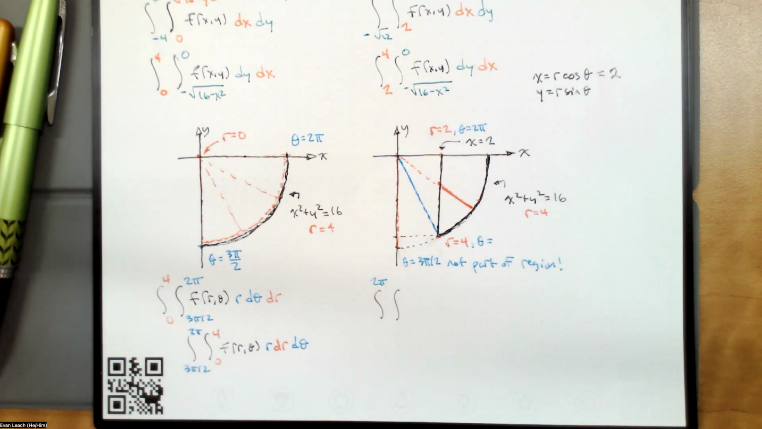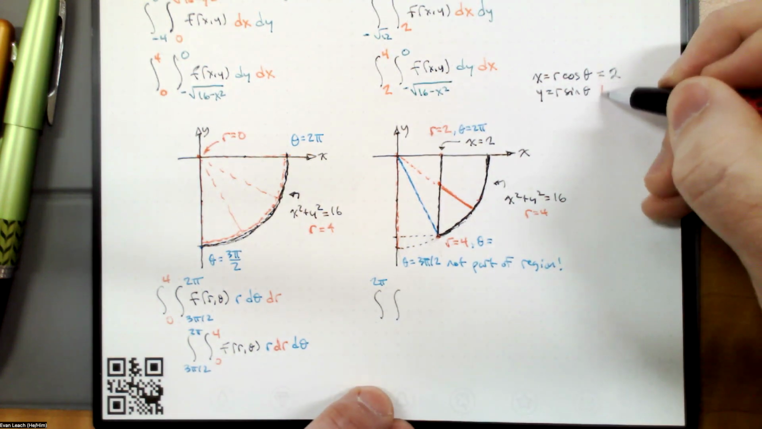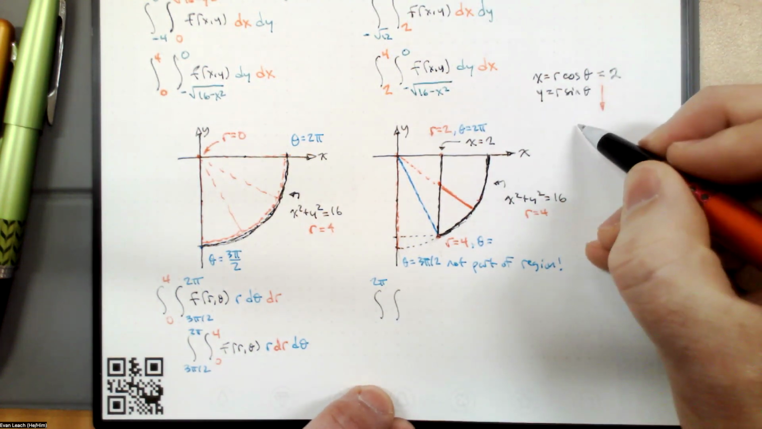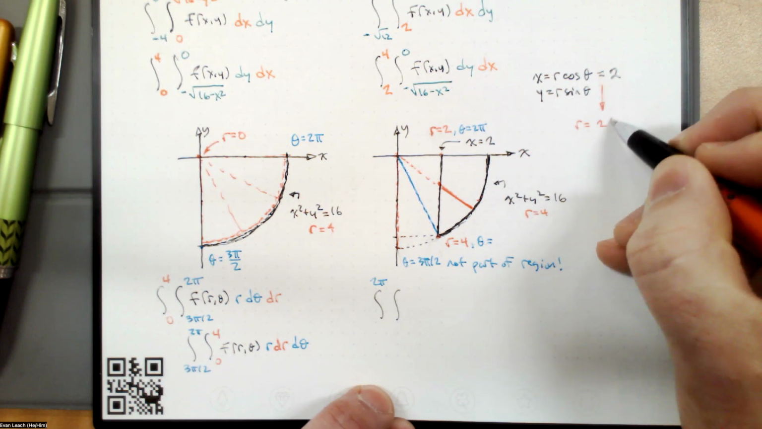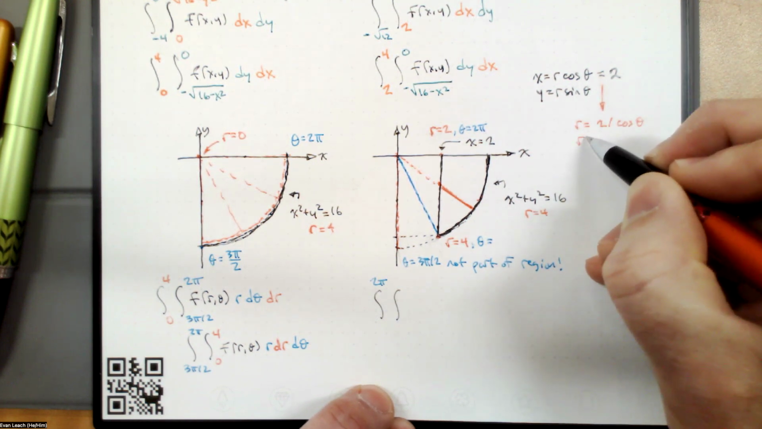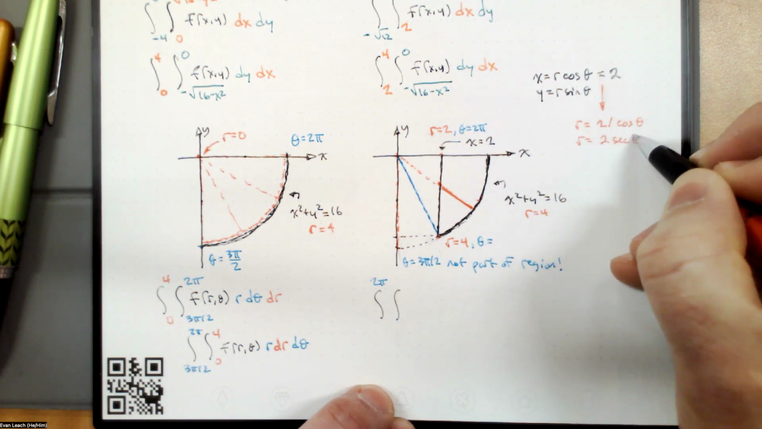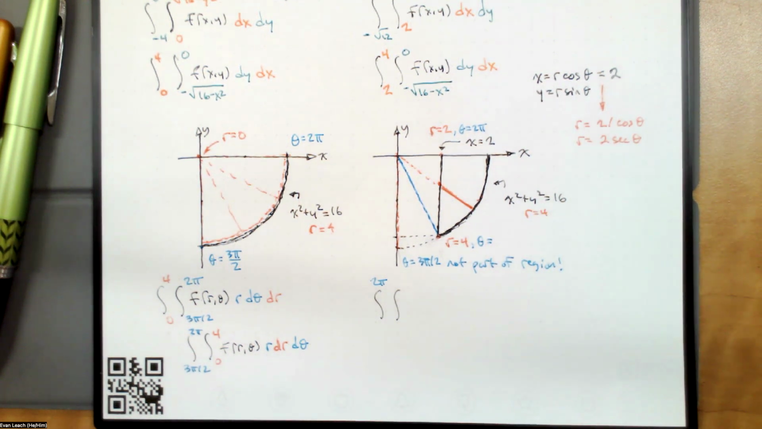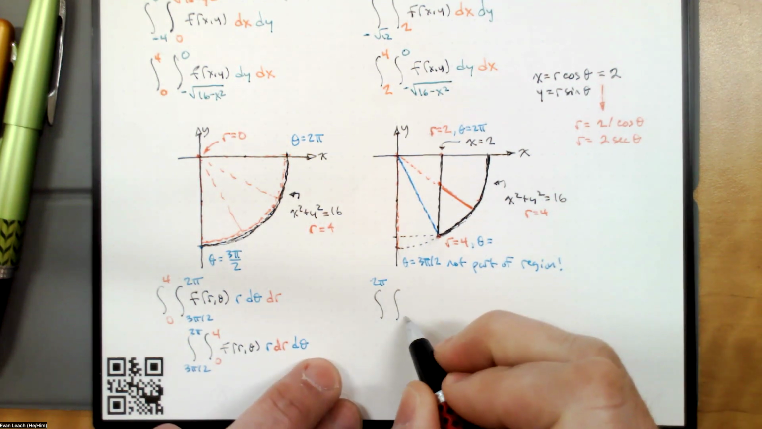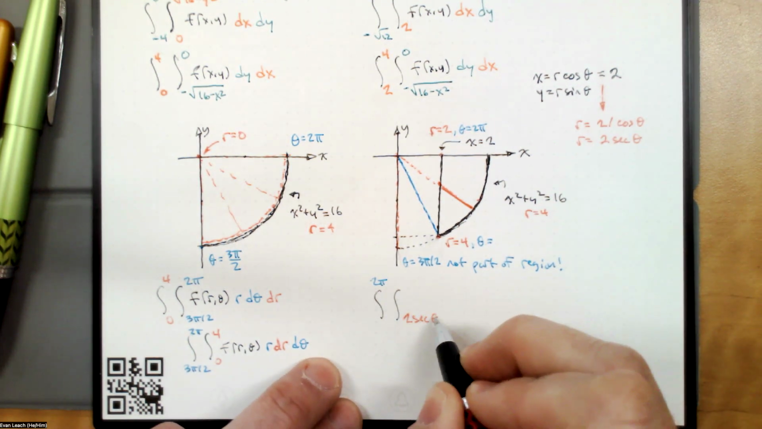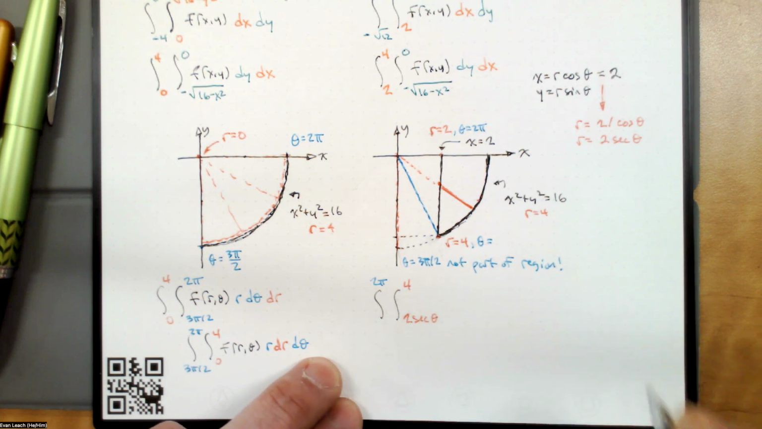So since x is 2 and x is r cosine theta, r is 2 over cosine theta. So r is 2 secant theta. For a typical value of theta, that's going to be between whatever that theta is down there and the 2 pi. We start at the line and end at the circle. The line is described by 2 secant theta, and the circle is described with r equals 4.